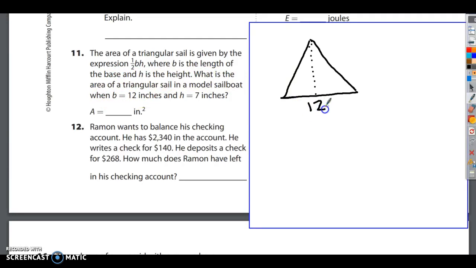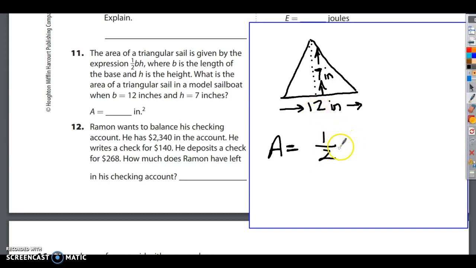So the b is the distance across the bottom. So this distance right here that goes from here down to here, that's 12 inches. And then the height is the distance that goes straight up. It's not the diagonal measure. It's the distance that goes straight up. So this is 7 inches. Now if you're thinking to yourself, what good does a picture do? You don't really need the picture, but the area of a triangle, it says this, the area of a triangle can be found by doing 1/2 times the base times the height.